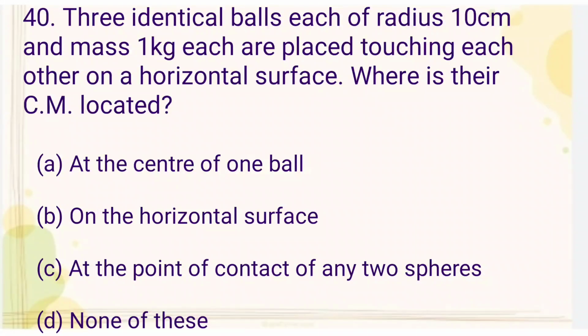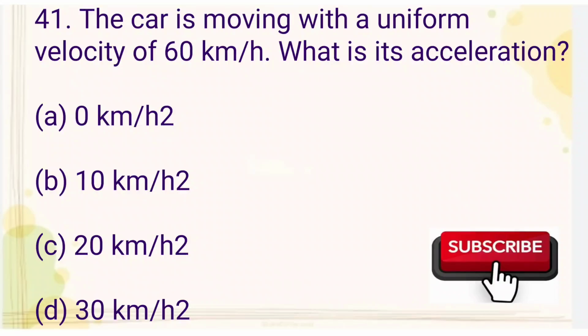Three identical balls, each of radius 10 cm and mass 1 kg, are placed touching each other on a horizontal surface. Where is their CM located? On the horizontal surface, that's option B.